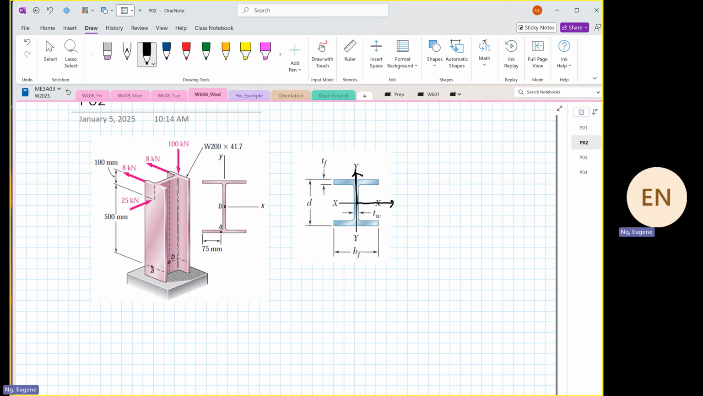So now we know, right? This is your X. We know that this is your Y. And using your right-hand rule, we know that this is your Z. We clear? Focus on right-hand rule. Okay.